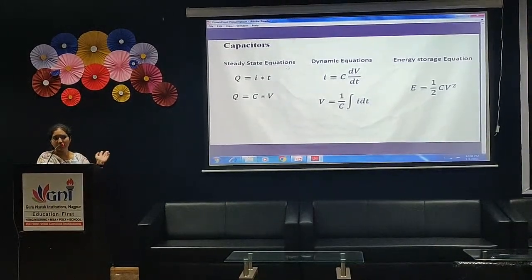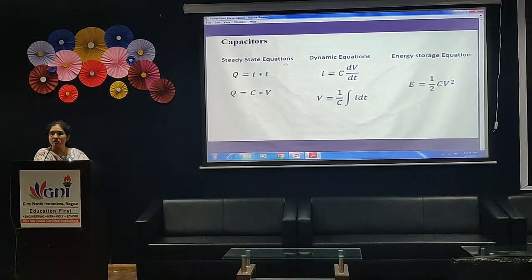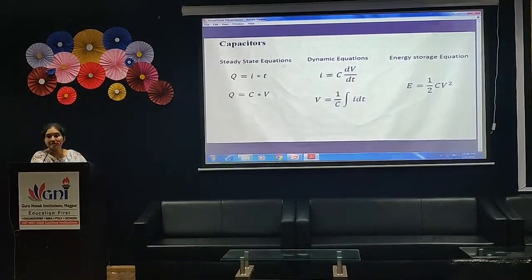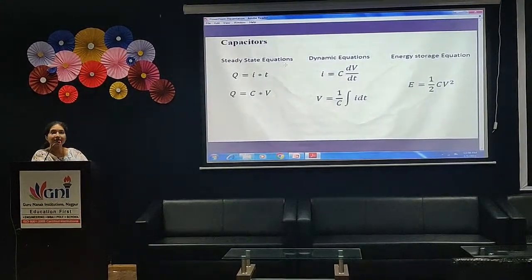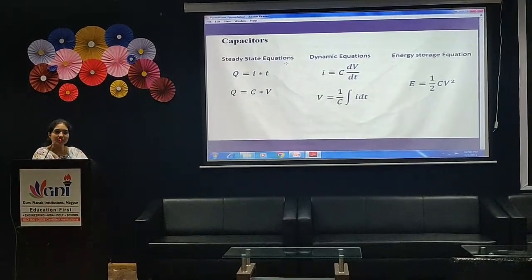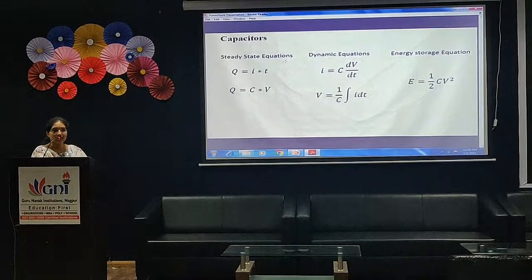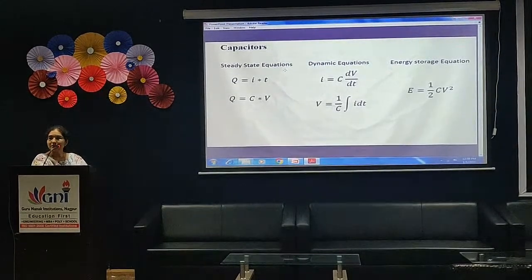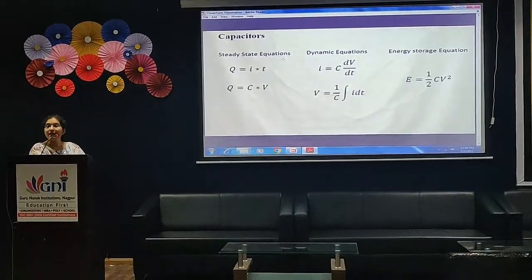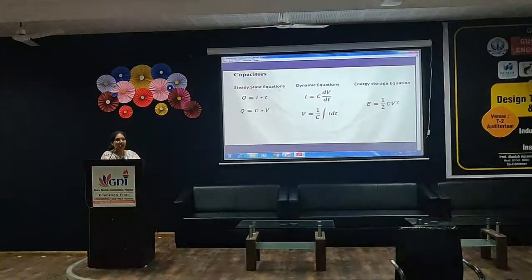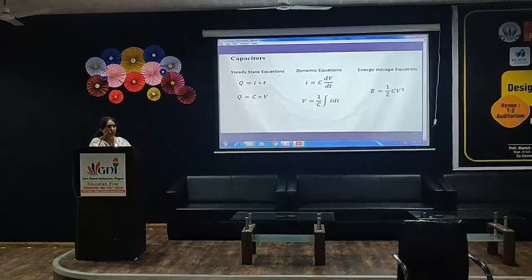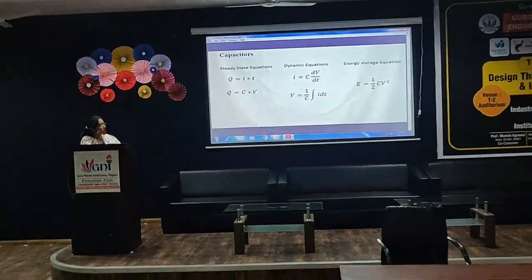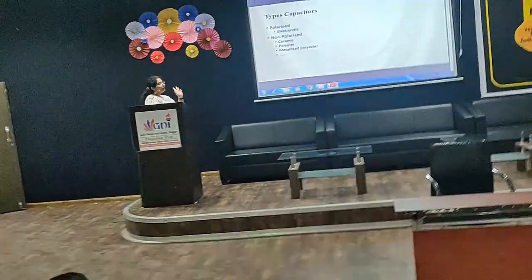Next. Now this is the most important energy storage equation. The remaining equations you don't need to go into in detail, but the important one is the energy storage equation for a capacitor and an inductor. For a capacitor, E is equal to half CV square, where C represents the capacitance and V represents the potential across it. And for an inductor, the energy storage is half Li square, where L is the inductance and I is the current flowing through it. Next. We will come to the types of capacitor.